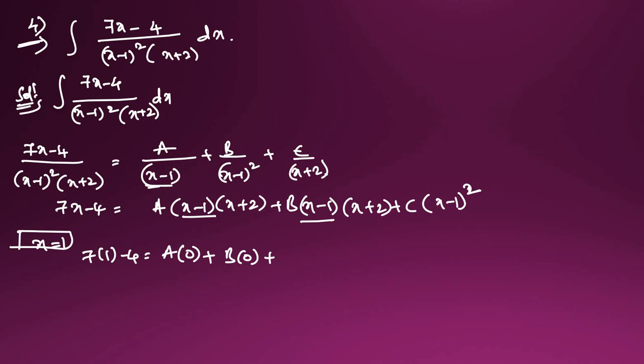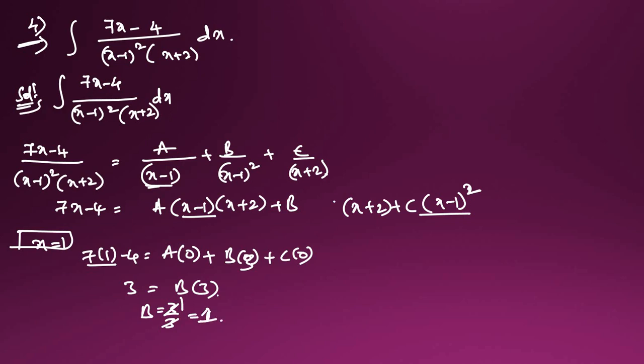So dear students, while taking the LCM, (x minus 1) will not come here, so I'm erasing (x minus 1). Only B into (x plus 2) will come. So I made a mistake here. In this I will substitute 1, so it will become 3, and the other terms become 0. So 7 into 1 is 7, 7 minus 4 is 3, equals B into 3. So B equals 3 by 3, which cancels, and it becomes 1.